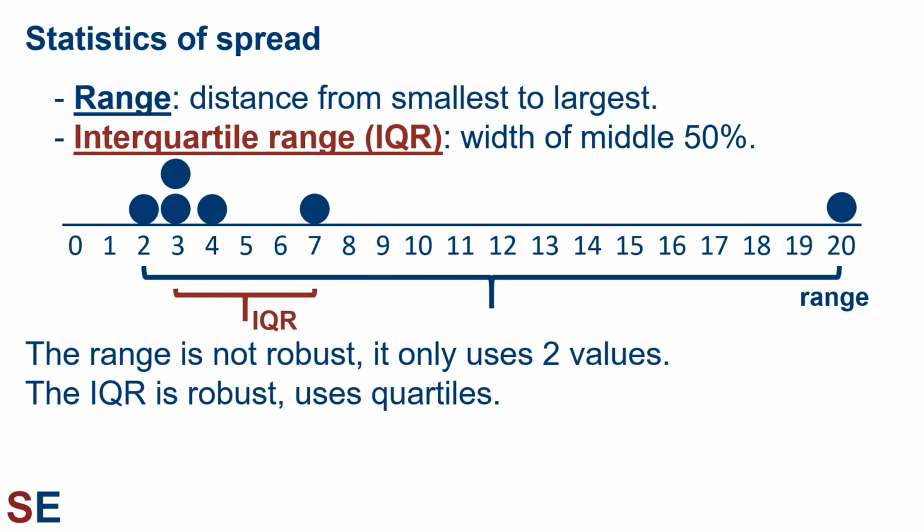Here are the same statistics of spread, the range and interquartile range, for a different data set, our data set that has that large 20. You can see now how the range is greatly inflated, now it's 18, whereas the IQR is still fairly small because the middle 50% of the data is fairly close together.